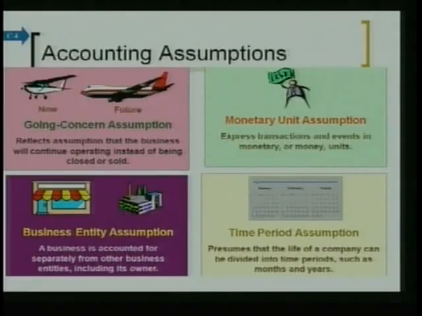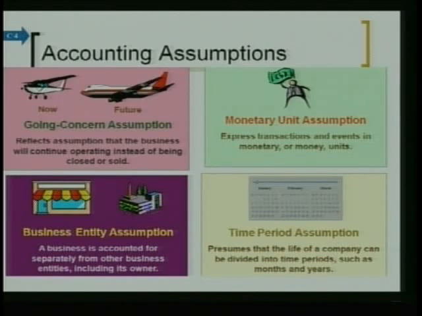Okay, let's hit on these last ones real quick. The monetary unit assumption. This is the assumption that says transactions and stuff will be reflected in monetary units. So if it's the United States, it'll be the U.S. dollar. If it's in Europe, it'll be the euro. If it's in Japan, it'll be the yen, right? Your financial statements will be in some sort of monetary unit. That kind of goes without saying.